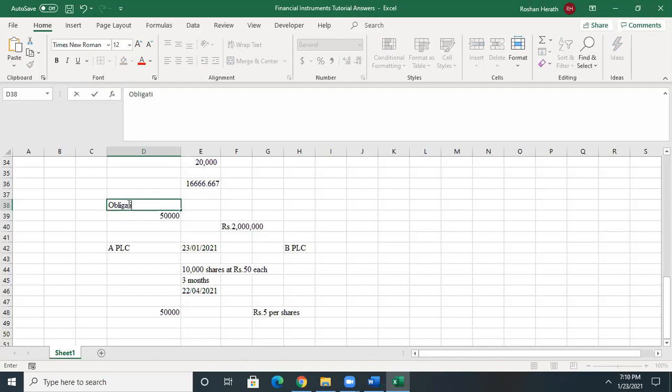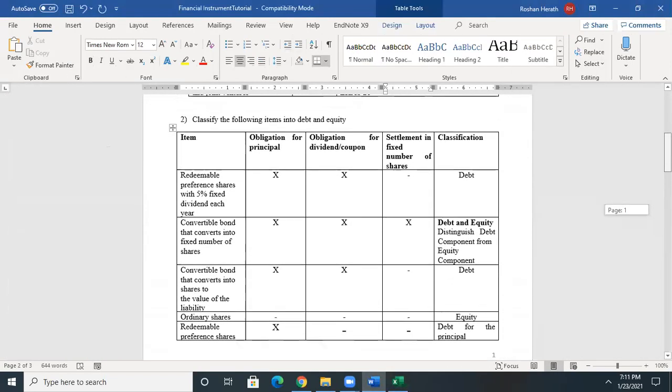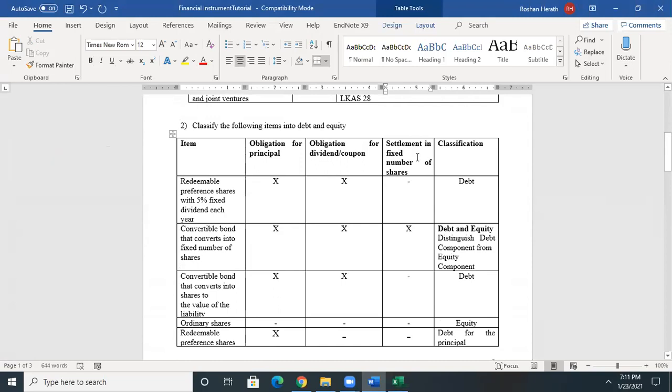Why is that? Because the transaction is getting settled in a variable number of shares. Only if the transaction is getting settled in a fixed number of shares is it what we call equity. That's why we have taken it as a criterion: if a particular transaction is getting settled in a fixed number of shares, that indicates it's equity. Because here you can see that the risk and rewards are retained by the entity. If it is a variable number of shares, you have transferred the risk and rewards. If you are committed to issue a fixed number of shares, it represents a kind of risk to you, because you have agreed to issue a fixed number of shares. Therefore, if you retain the risk, it's going to be equity.